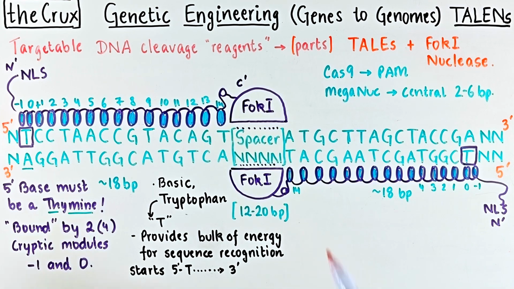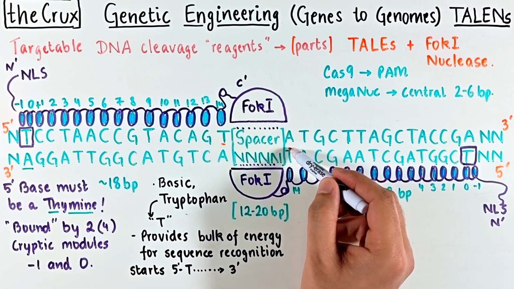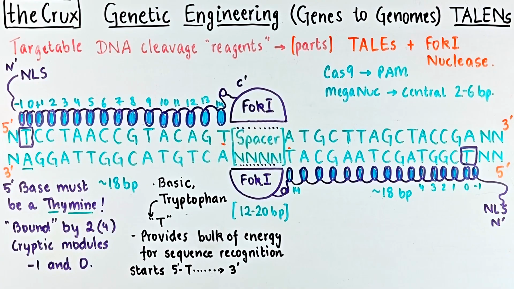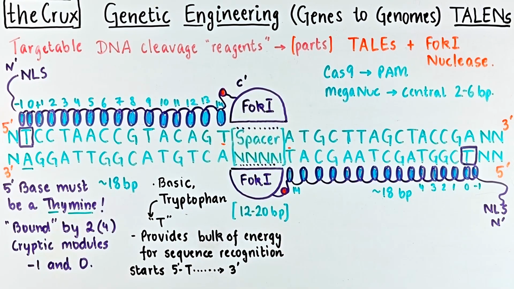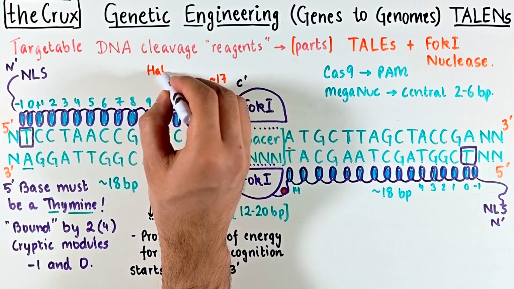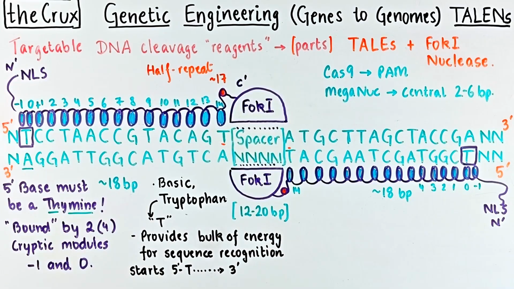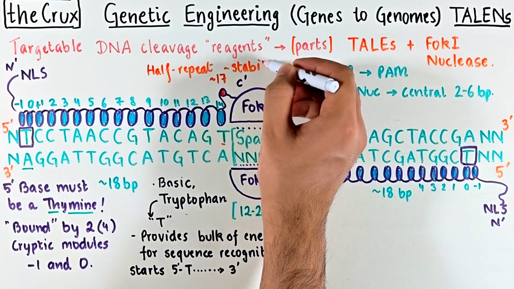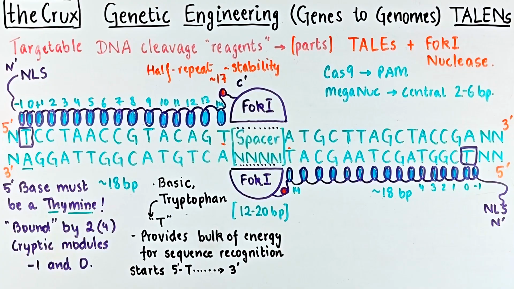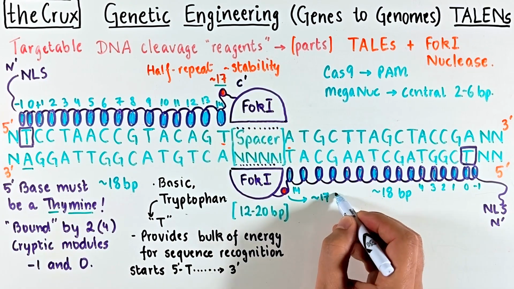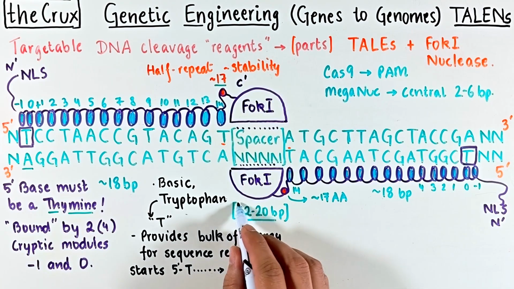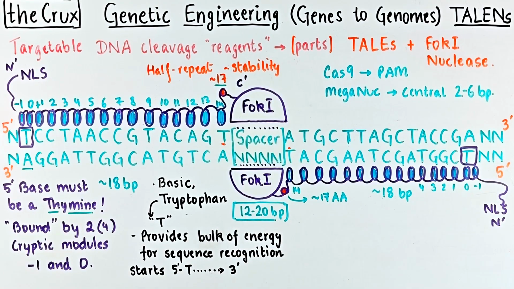Another special feature of this recognition is that after the last nucleotide is recognized, which can be any nucleotide, there is a half monomer repeat. So instead of the typical 34 amino acids, it is only 17 amino acids. This half repeat is not involved in DNA binding. Its job is to add stability to the entire array. And because of this extra 17 amino acids, the FokI domain is located at a much further distance, which is why, compared to ZFNs, this spacer ends up being slightly longer.